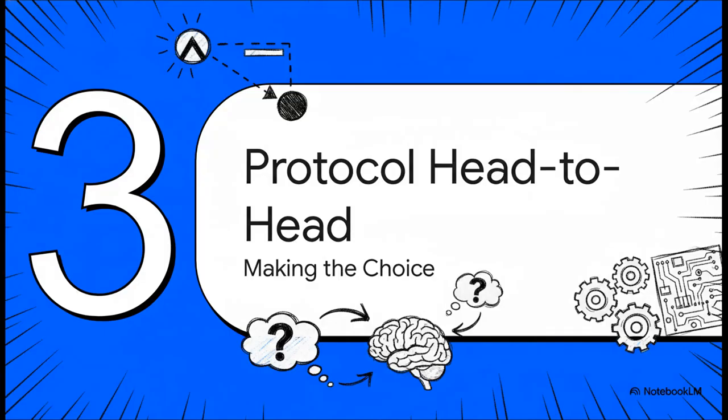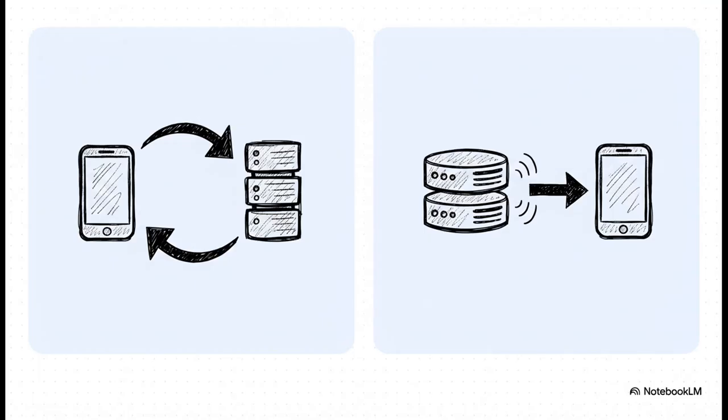All right, so we've met the players. Now, let's put them in the ring, head-to-head, to really see where each one shines. This is where those critical system design trade-offs start to become really clear. So the absolute first question you always have to ask is this: does the data need to flow both ways?